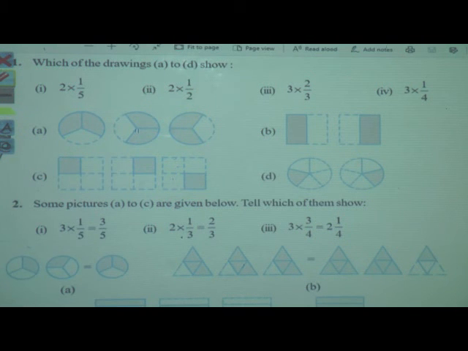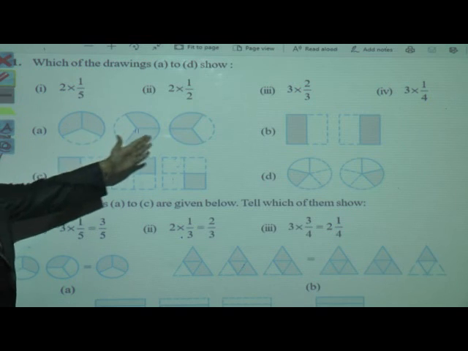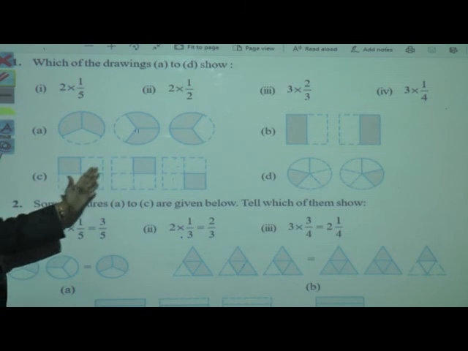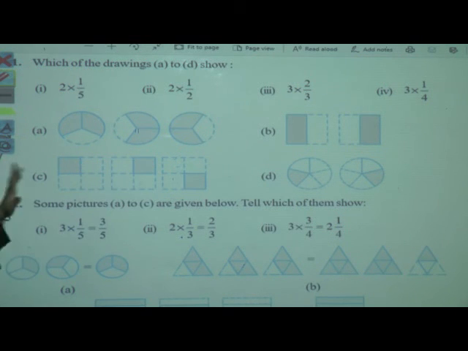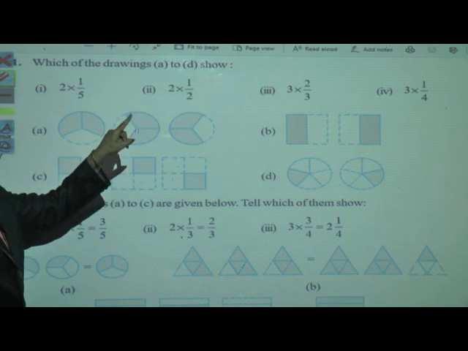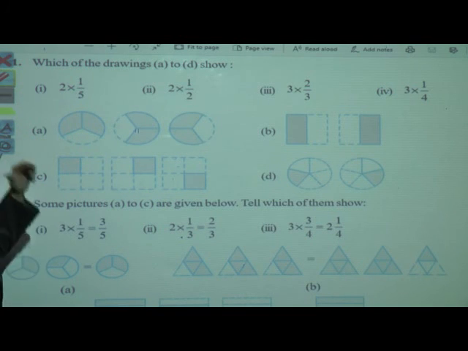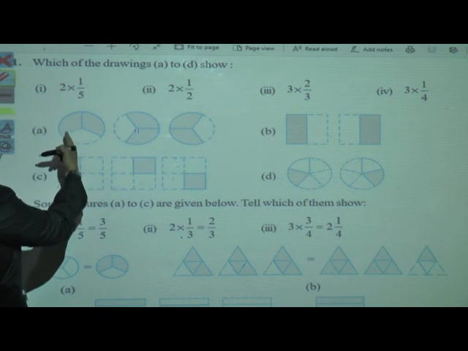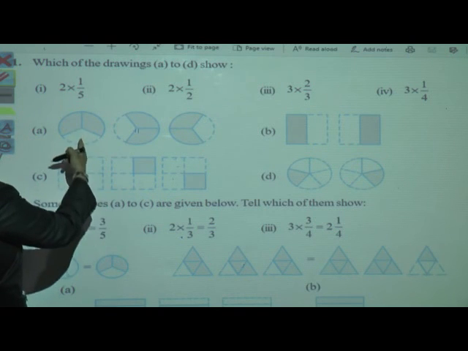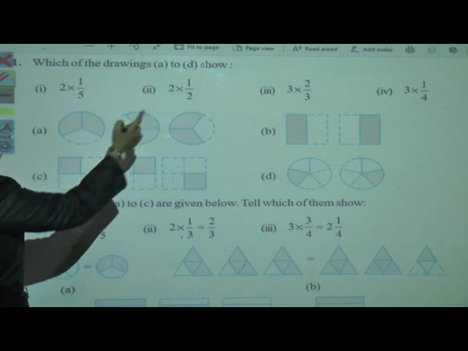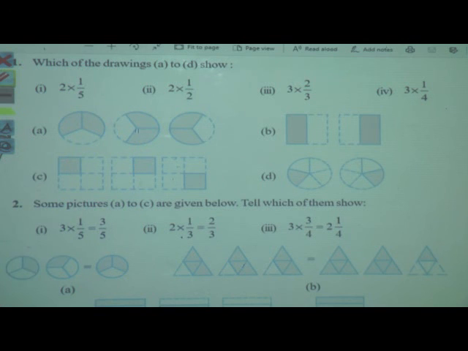Similarly, the third one is 3 multiplied by 2 upon 3, which means there are 3 wholes. Where are the 3 wholes? We are having 1, 2 and 3 over here. So in that we have to find where 2 upon 3 is. It means out of 3 parts, 2 parts are shaded. Where are the 3 parts? Yes, we are having 3 parts here. Out of this, 2 parts are shaded. So the third will be matched to A1.